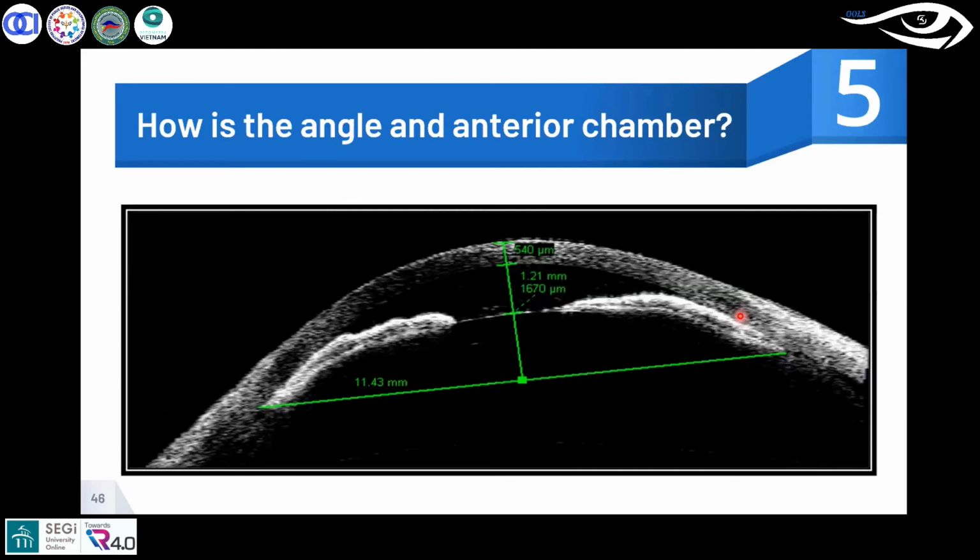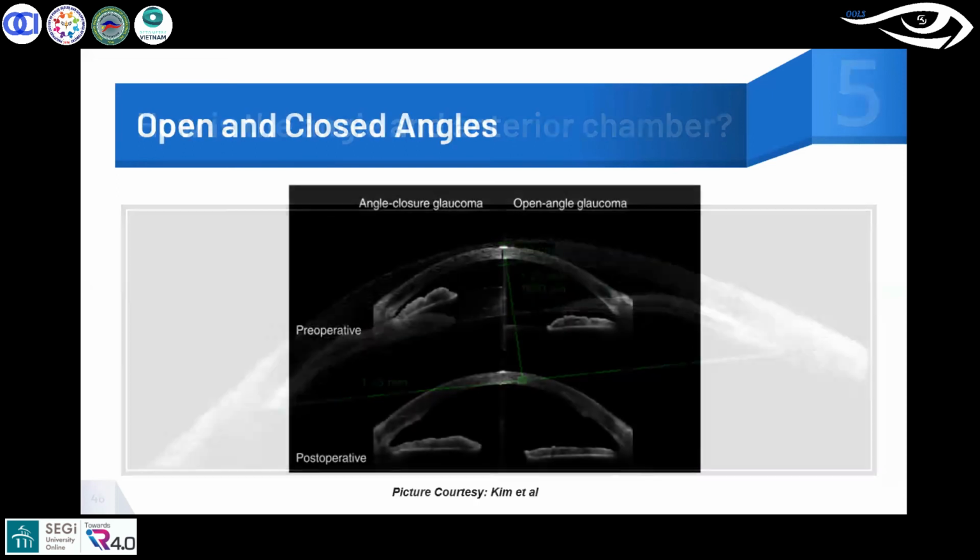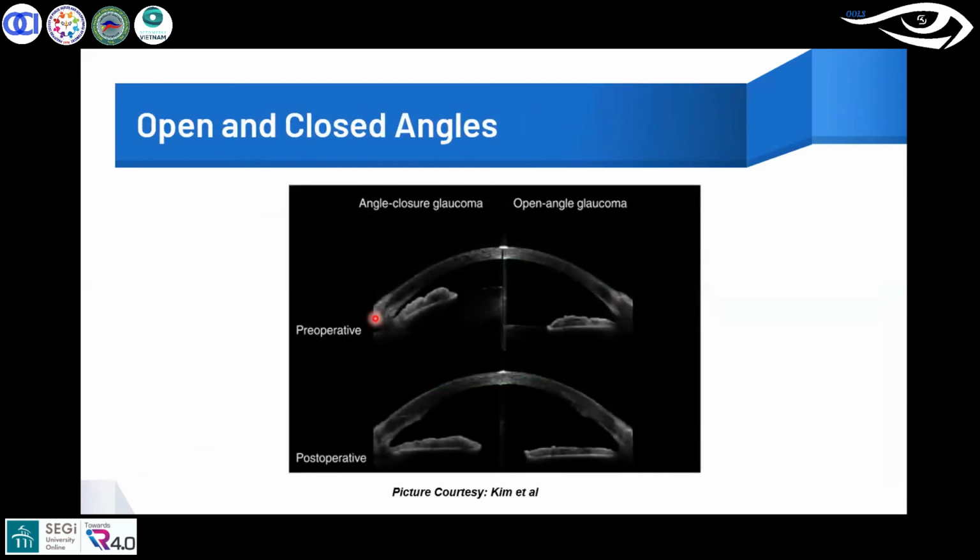So the answer is closed and shallow, because you cannot view the angle at all, because almost the trabecular meshwork is not visible, and it's not possible to measure the angle here. So it is a closed as well as a shallow anterior chamber. So this is just to show you that an angle closure glaucoma could also become an open angle glaucoma sometimes.